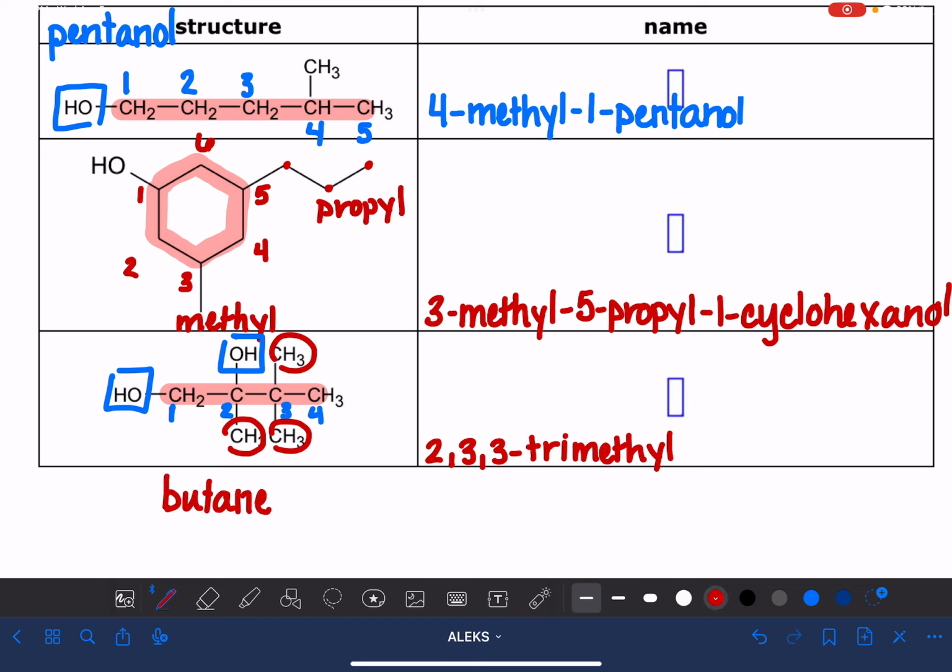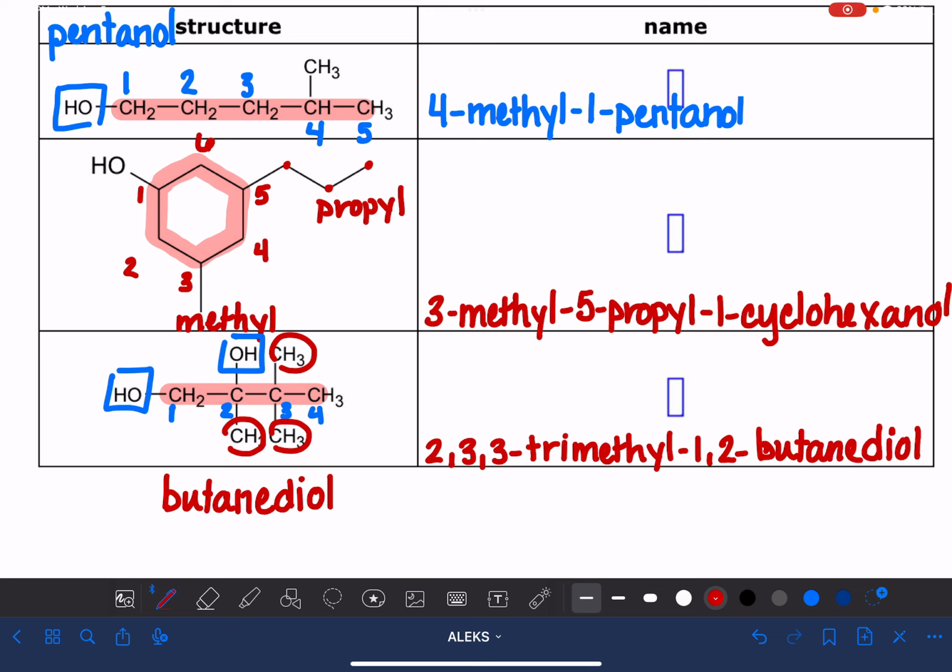And if this was just one OH group, we would call that a butanol. But this is 2 OH groups, so it's a little bit different. When we have 2 OH groups, we're going to call this a diol. Di means 2, and then as you know, ol means alcohol. So butane tells us that we have 4 carbons. Diol means that we've got 2 OH groups, and of course we need to say the location of both of them. 1,2-butanediol.